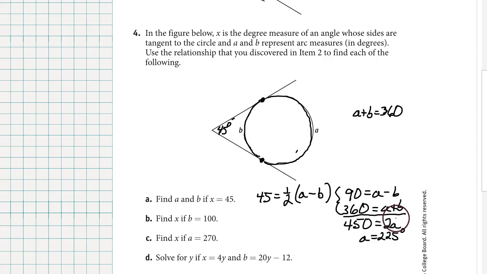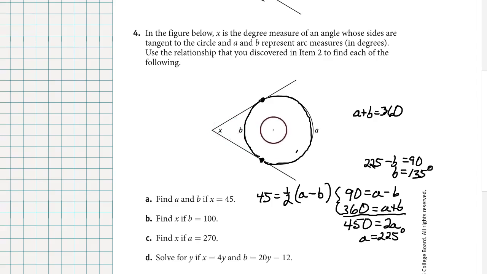Once we know the answer for A, we can quickly get the answer for B. Remember that 225 minus B was equal to 90. Therefore, B has to equal 135 degrees. Now question B, find x if B is 100. So let's use the same picture.